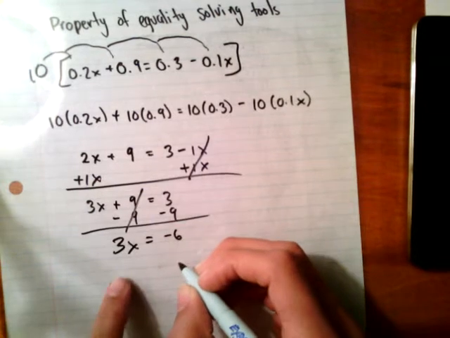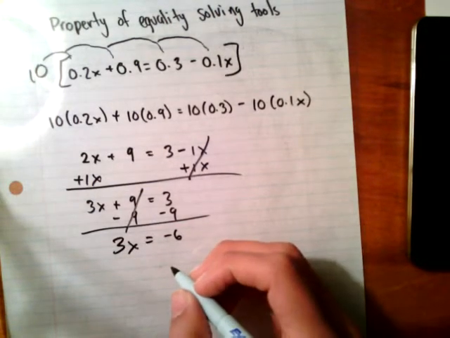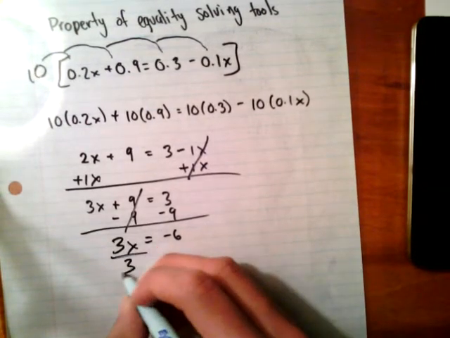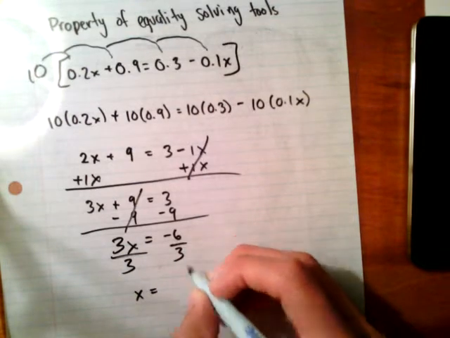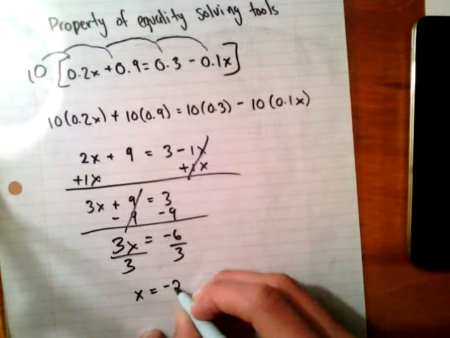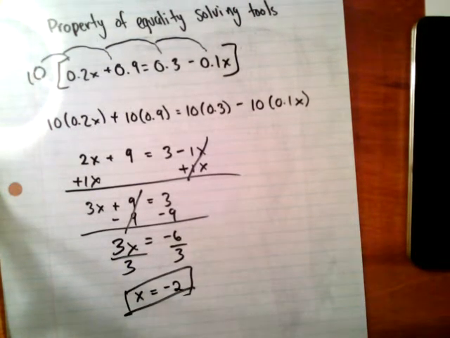Now we're left with a coefficient in front of the variable, so we must apply the division to both sides. So we'll divide by 3, and we have x is equal to negative 6 over 3, and that reduces to negative 2. Now, I'm not going to check this problem. I'll leave that as an exercise for you.